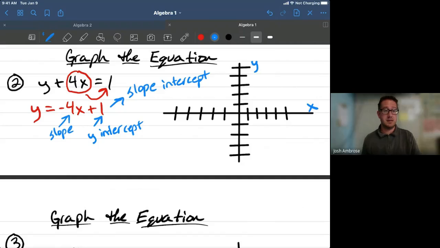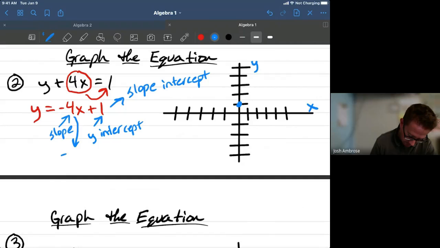I see that it says a positive 1. So boom, right there, I have a dot right there. Okay. Now, from that dot, I then have my slope. So my slope is represented by a negative 4. But don't forget that that negative 4 is a negative 4 over a 1.